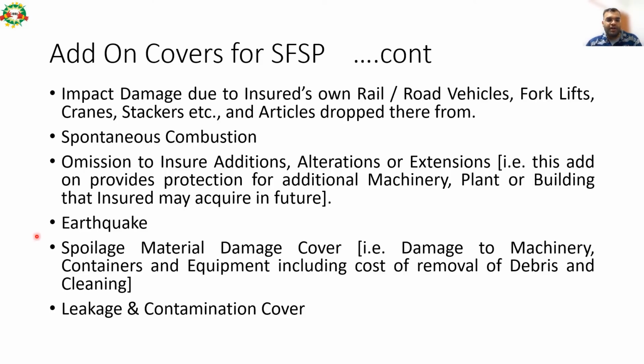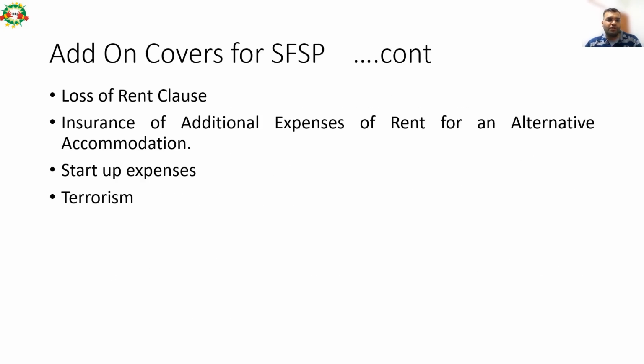Earthquake, spoilage, material damage cover. So damage to machinery, containers, equipment, including cost of removal of debris and cleaning, leakage and contamination cover. Loss of rent clause, insurance of additional expenses of rent for alternative accommodation, start-up expenses and terrorism. So these are the add-on covers which I as a proposer can purchase along with my policy at the time of purchasing the policy by paying certain extra premium.